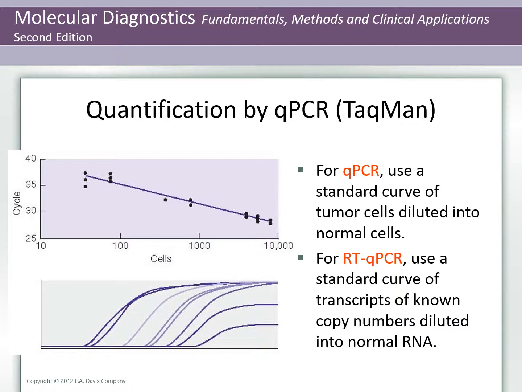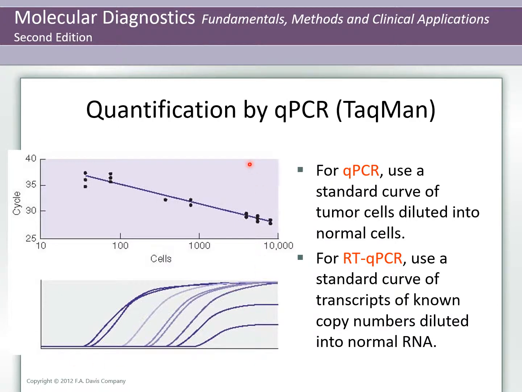Frequently used TaqMan methods report measurements as a ratio of the BCR-ABL transcript level to the RNA integrity control. The standard curve uses tumor cells diluted into normal cells. The standard curve that should be used should have transcripts of known copy numbers diluted into normal RNA.